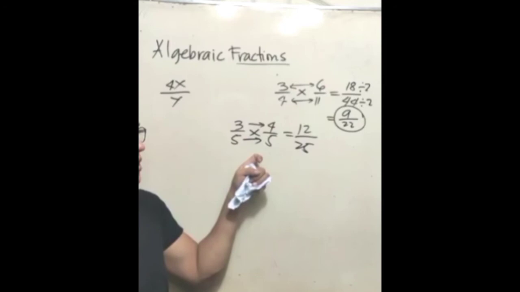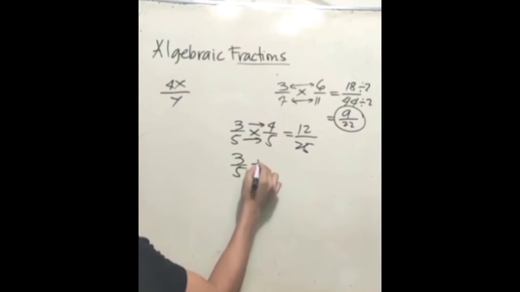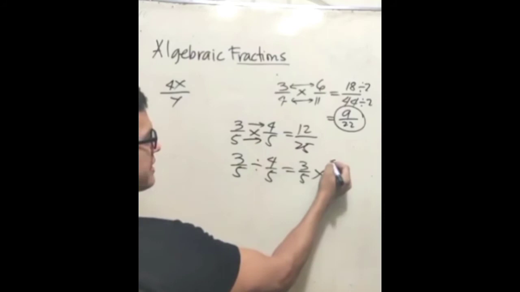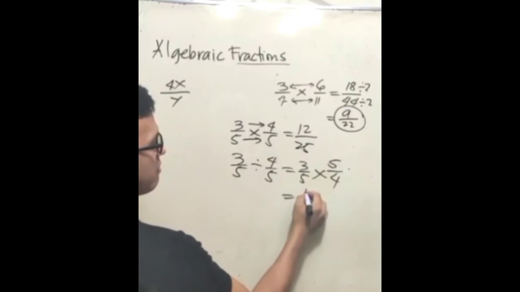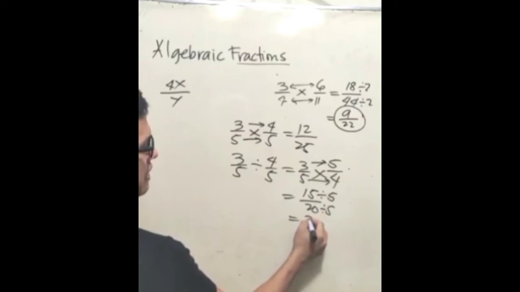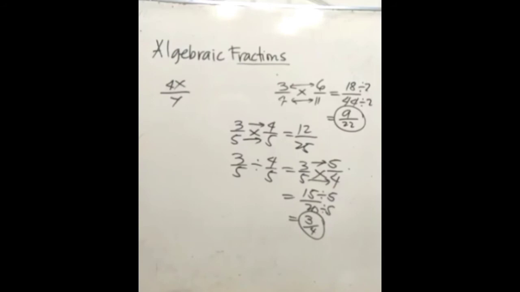Next, sa division, 3 over 5 divided by 4 over 5. Again, same rule, change natin sa multiplication, 3 over 5, kopyahin yung first, change sa multiplication yung division, and then take the reciprocal, that is 5 over 4. Again, multiplication na siya. So, 3 times 5 is 15, 5 times 4 is 20. May common si 15 at 20, which is 5, i-divide nyo yan. 15 divided by 5 is 3, and then 20 divided by 5, that is 4. So, ito yung final answer natin, which is 3 over 4. Okay?